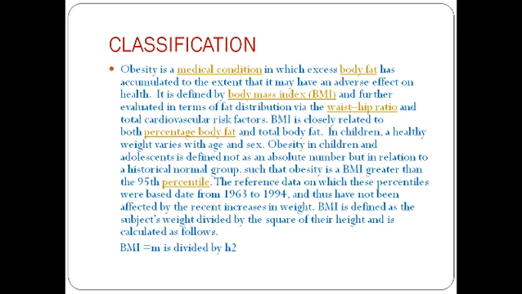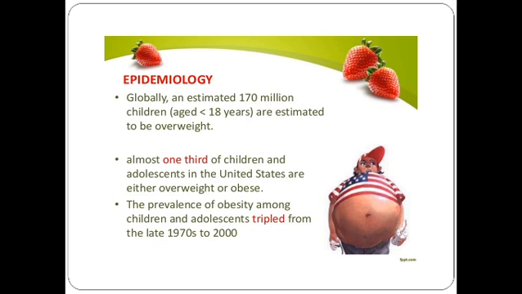Obesity in children and adolescents is defined not by an absolute number but in relation to a historical normal group, such that obesity is a BMI greater than the 95th percentile. The reference data on which these percentiles were based date from 1963 to 1994 and thus have not been affected by the recent increases in weight. BMI is defined as the subject's weight divided by the square of their height.